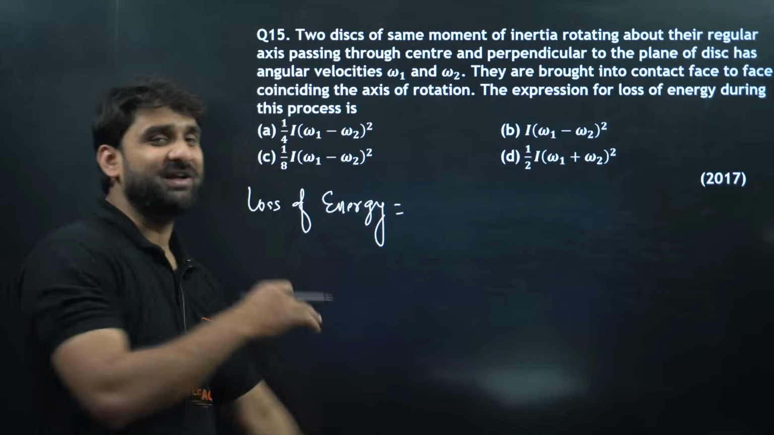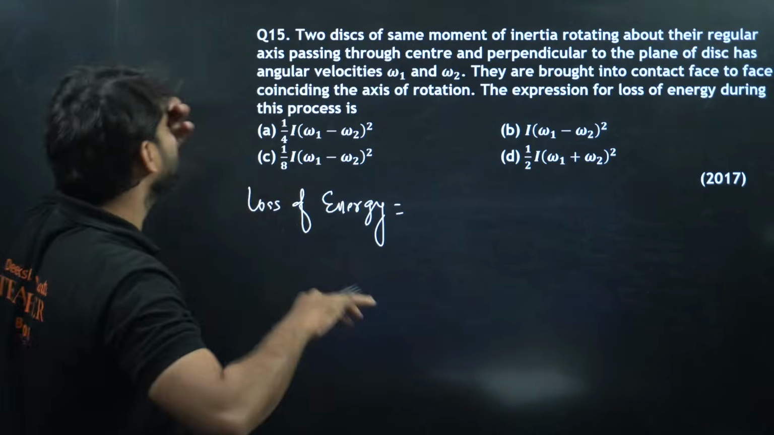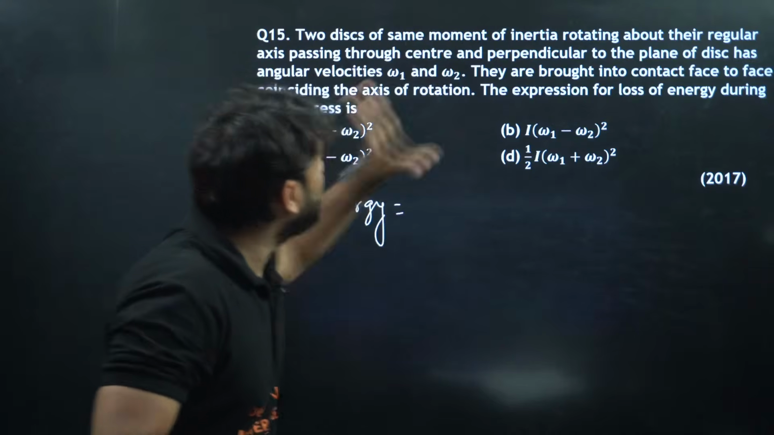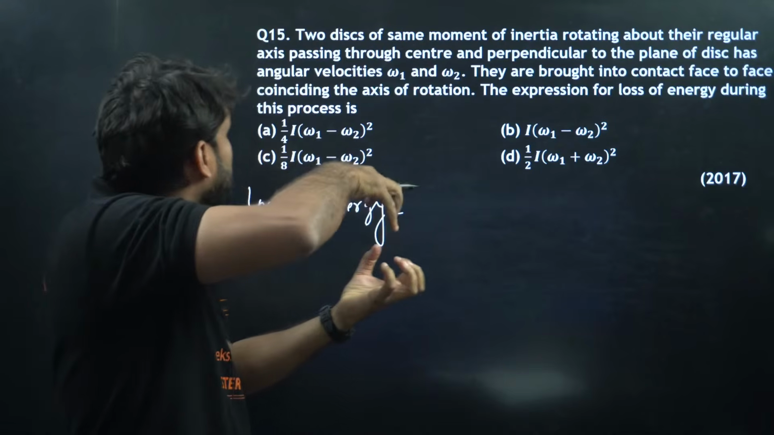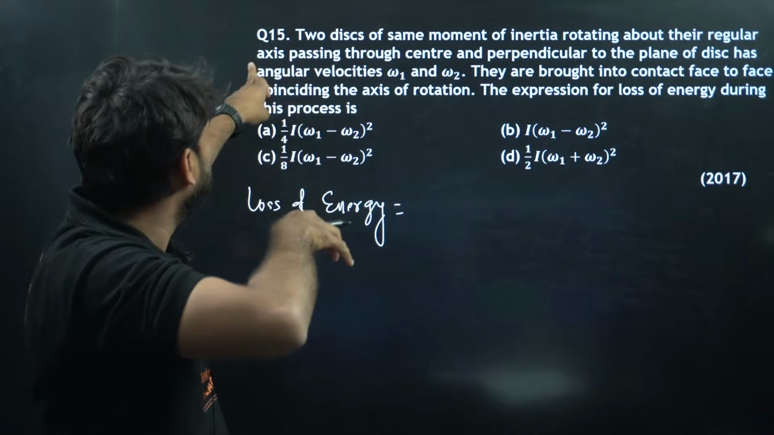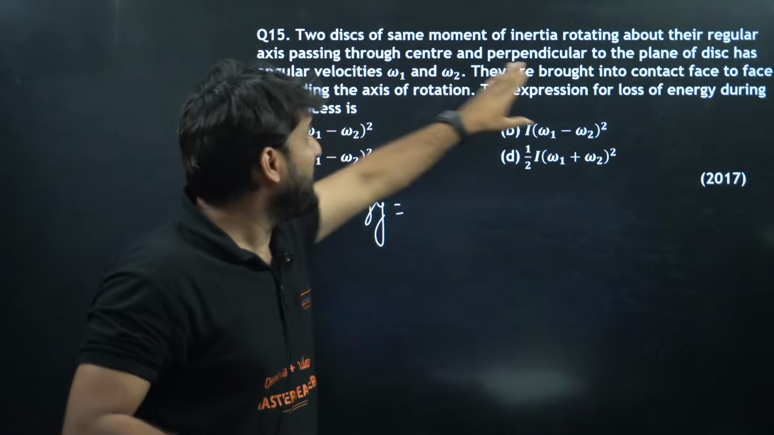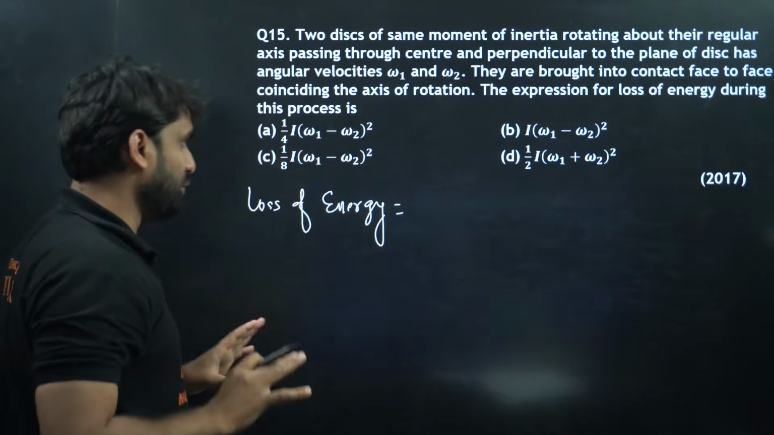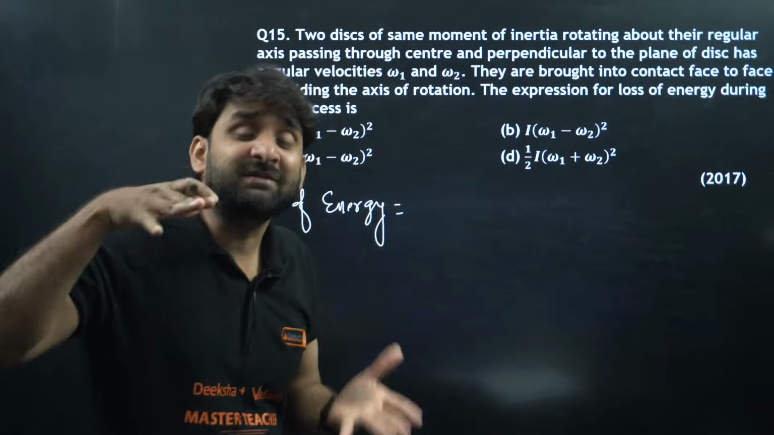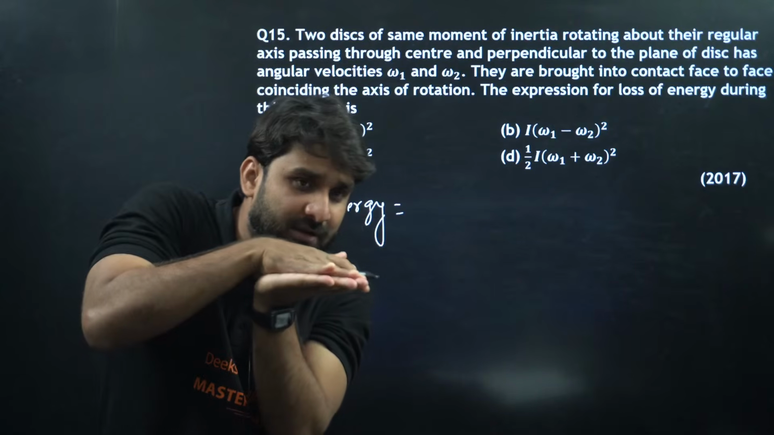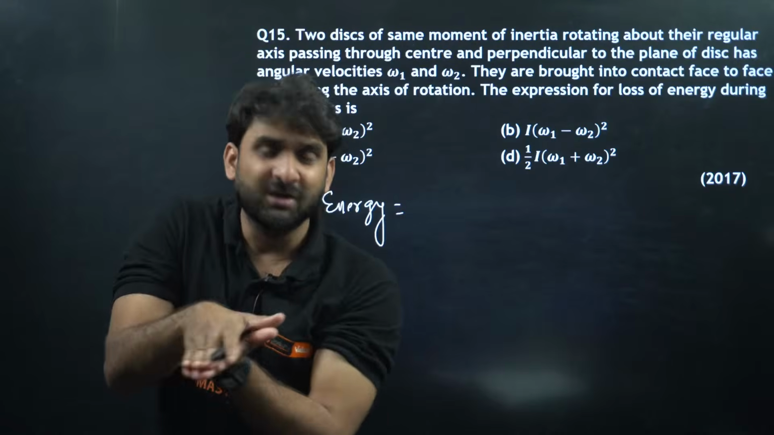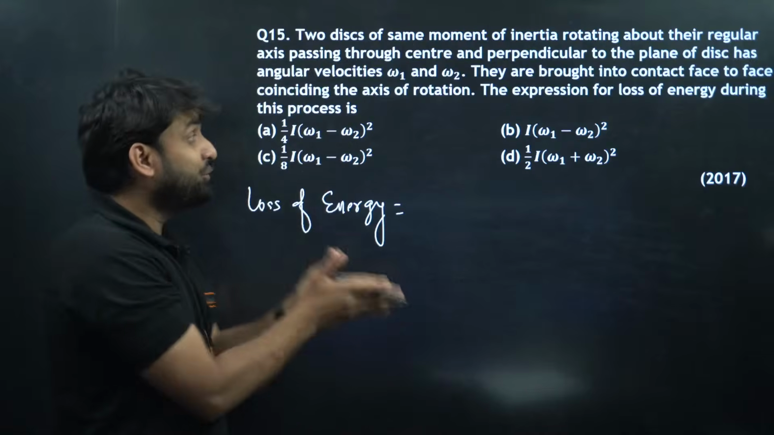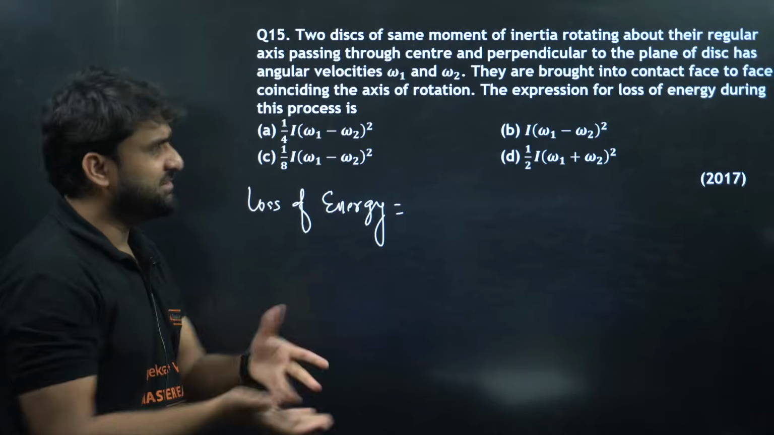So, okay, look at the question here. Okay, look at the solution. I have already suggested you read the question carefully. Two disks of the same moment of inertia are rotating about their axis passing through the center, and perpendicular to the plane. The disks have angular velocities omega 1 and omega 2. They are brought in contact after some time. After combining, they both rotate with a common angular velocity, because the disks are in contact with each other. So what will be the initial energy and final energy? You have to find that value.